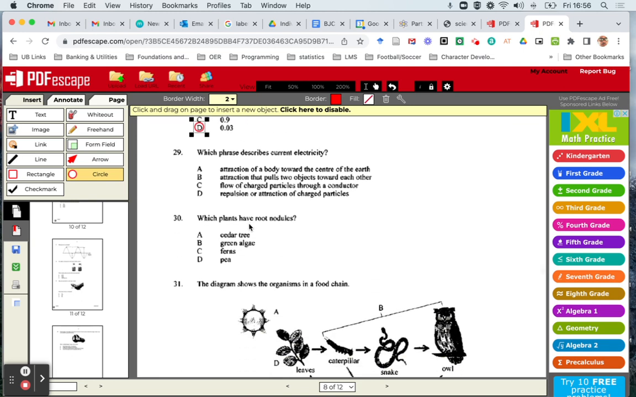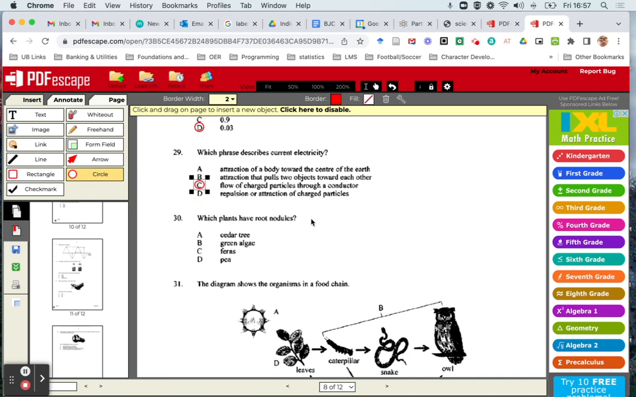Which phrase describes current electricity? When we talk about current as opposed to static electricity, current electricity refers to charges that are continuously flowing. So we're going to look for an answer that has a continual flow of electrical charge. Do we have anything more? Yeah, there we go. Answer C.